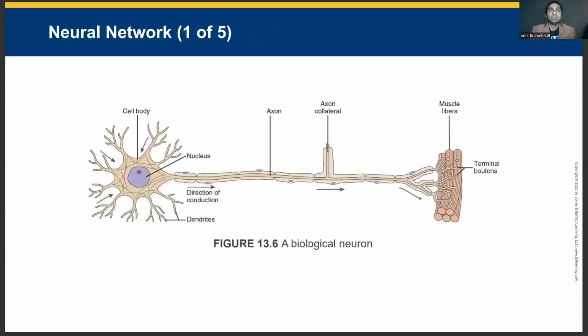Slide 29, Neural Network, 1 of 5. This slide shows a biological neuron. It receives electrical or chemical signals, processes them, and sends outputs. Understanding this structure helps explain how artificial neural networks take inputs, apply weights, and produce outputs. Biological inspiration forms the basis for how machine learning models operate.